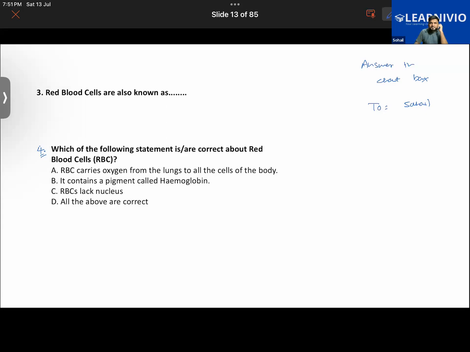Sir, in the second one, which of the following statements is correct about red blood cells? Can there be multiple answers? Yeah, of course. Even more than two answers. Even all the above can be correct. The answers are from the given options only, Suleiman.